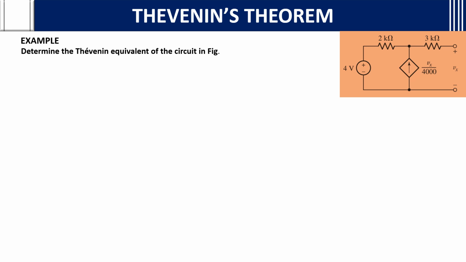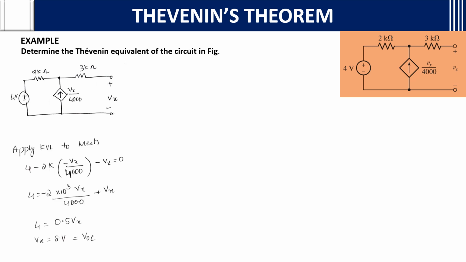Determine the Thevenin equivalent of the circuit. Here a dependent source is considered in the circuit. We will see how to solve it if a dependent source is given. As a dependent source is given, we will first find the voltage across the terminals, that is the open circuit voltage. That is, we will get the Thevenin equivalent by applying KVL to the mesh.